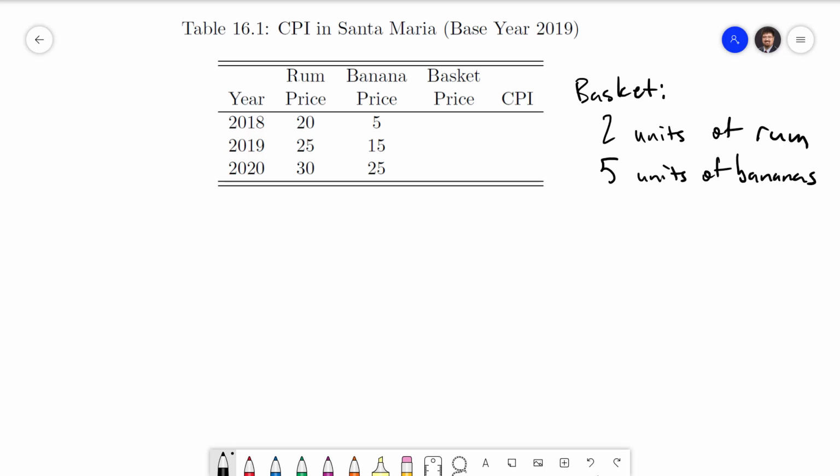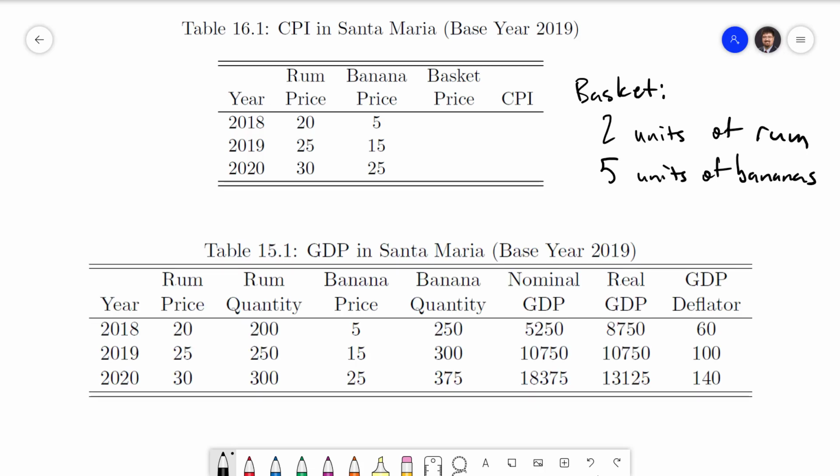If we look at our basket, we can see the typical consumer consumes a lot more bananas than they do rum. If you remember the total production numbers back from our GDP videos, the quantities of rum and bananas were relatively similar to each other. That suggests that this country probably exports quite a bit of its rum.